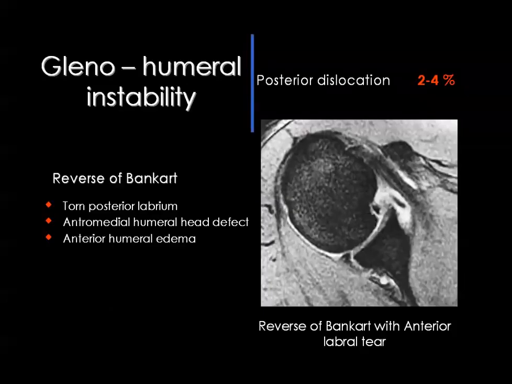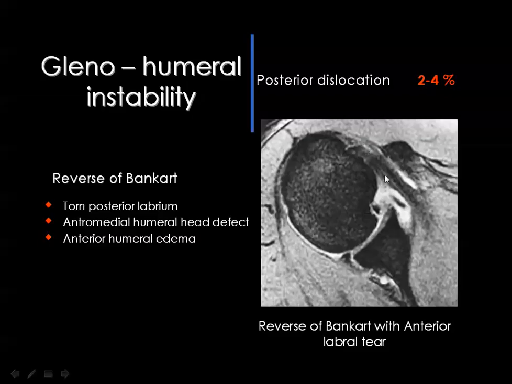Then the posterior dislocation represents about 2 to 4% of the shoulder instability, and this means that there will be a tear in the posterior labrum, displacement of the humeral head posteriorly, and you got the reverse of the Hill-Sachs. You remember the Hill-Sachs is in the posterolateral aspect of the humeral head, and this is in the anteromedial aspect of the humeral head. You get an impression due to the impingement of the sharp edge of the glenoid bone on the head of the humerus. And many times, because this will require a significant traumatic force, many times you got also injury of the anterior glenoid labrum. Then you got in the same case a Bankart lesion and the reverse of Bankart lesion.